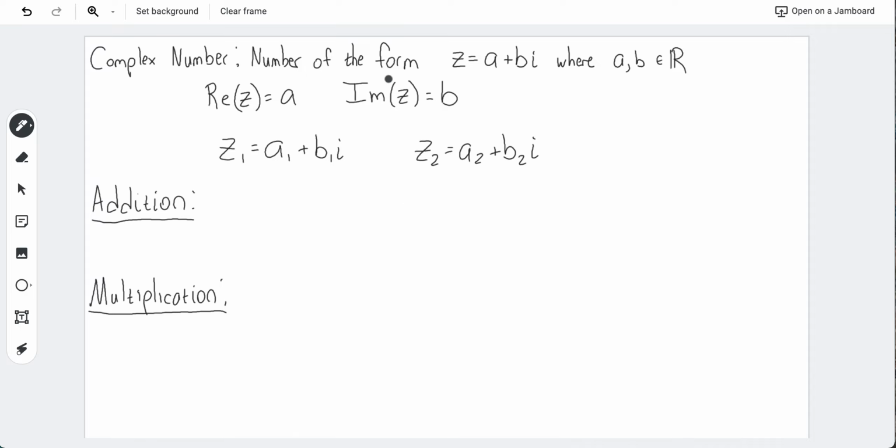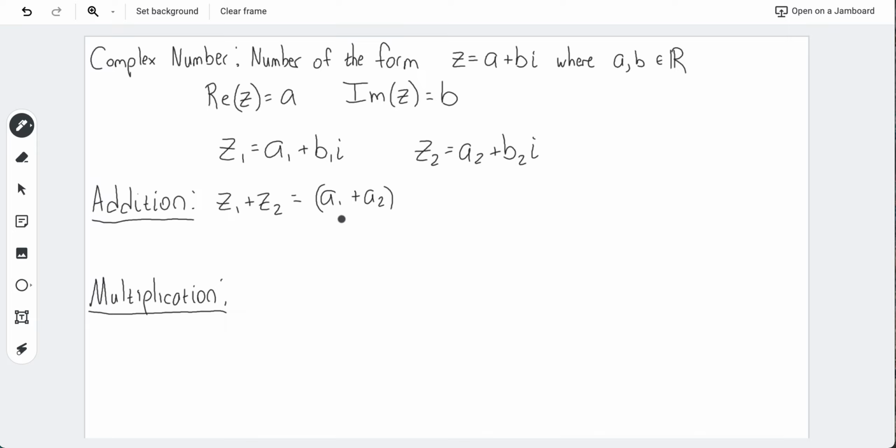Let's look at how we do some operations with complex numbers, like addition and multiplication. Suppose we have two complex numbers, z1 is a1 + b1i, and z2 is a2 + b2i. We can add these, z1 + z2, in the same way that you would add two polynomials together, where one of them has a constant and then an x. You add the similar stuff: you add the real parts, you add the imaginary parts. So I have a1 + a2.